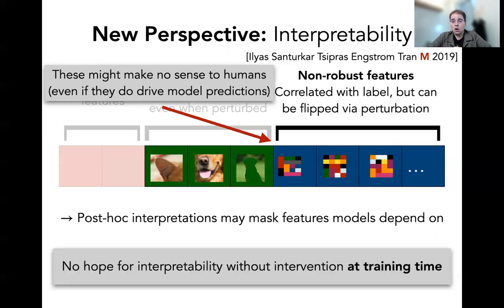So one learning from that is that if you really want interpretability, you can't think of it as just a post hoc task. You need to plan for it already at training time, to make sure that even the features that drive your model's prediction mechanism are something you are in principle able to understand. Of course, how to surface these features will still be a challenge, but at least you have a hope and chance of succeeding. Okay, so that's one new perspective on interpretability.